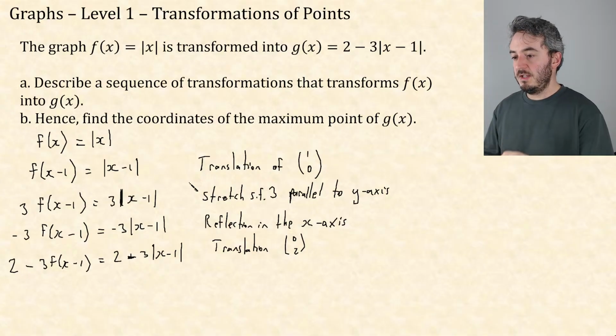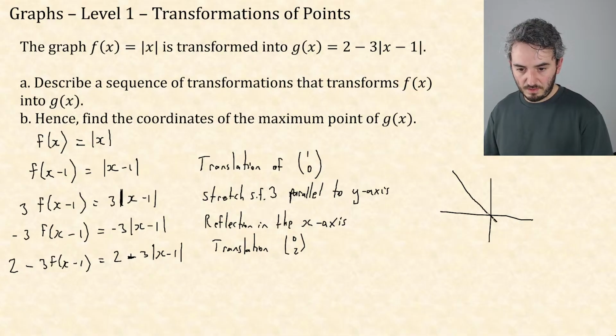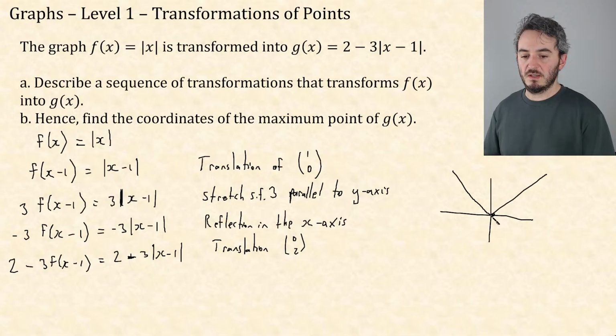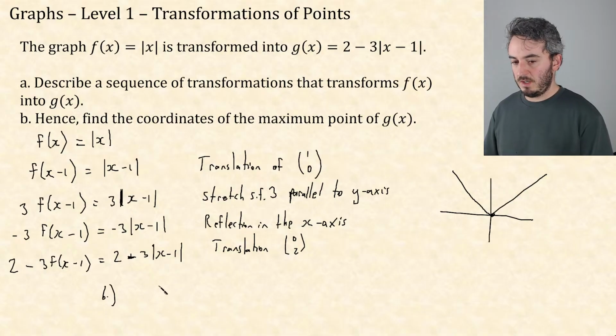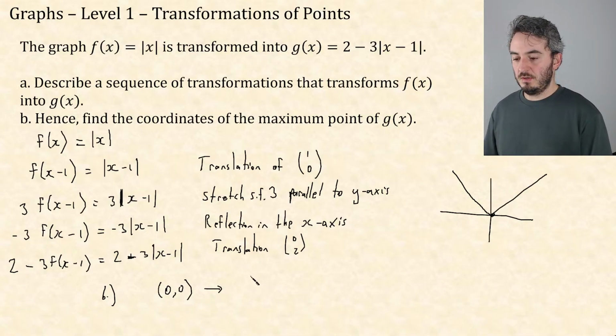Okay, part B. Hence, find the coordinates of the maximum point of g of x. You've got to know here that the modulus function y equals mod x looks like that. It's got a minimum point at 0, 0. We can use this sequence of transformations to track where this goes. I start off at 0, 0. Then I do a translation 1 unit to the right, which takes me to 1, 0. Then I do a stretch of scale factor 3 parallel to the y-axis, so I'm multiplying the y value by 3.